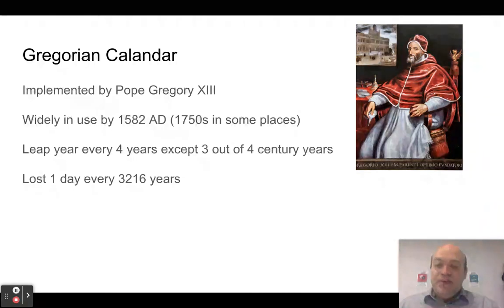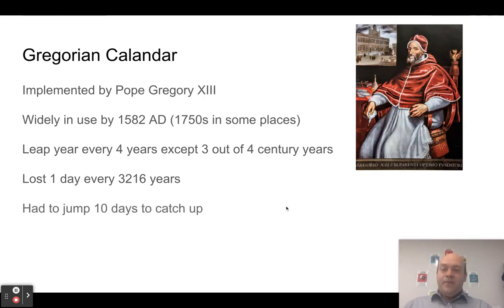And this calendar, the other one, lost one day every 128 years. This one only will lose one. It hasn't lost one yet. It will only lose one every 3,216 years. Okay, so it's not something that we're going to have to worry about anytime soon. When it does happen, we can just adjust by one day.